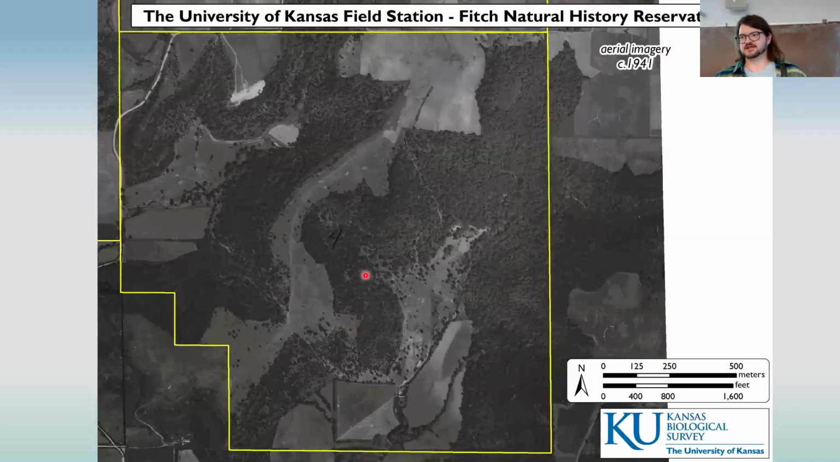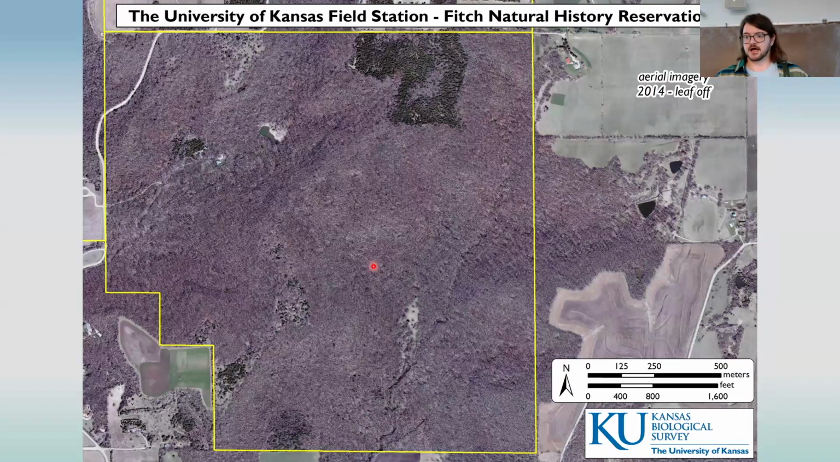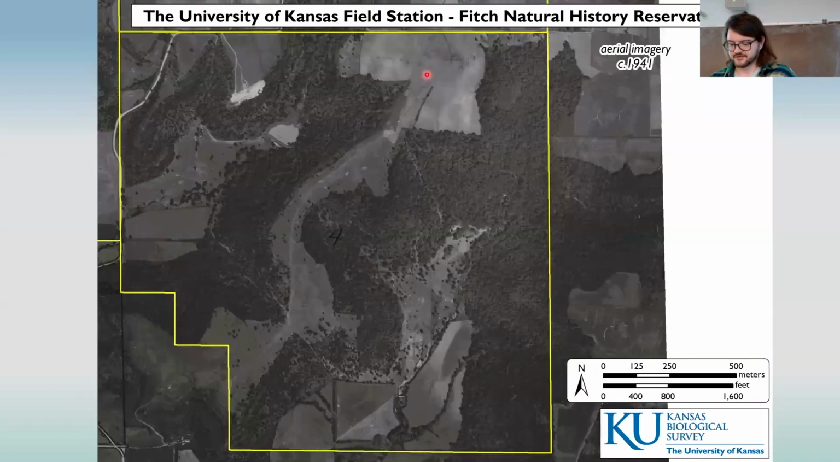First, I want to start with this aerial image from 1941. And this is an interesting image because you can see in some of these clearing areas that what was a clearing then is now red cedar. And largely where the deciduous forest was, it remains. And you can see, if I flip back and forth here, this area of red cedar. And there are other red cedars around.